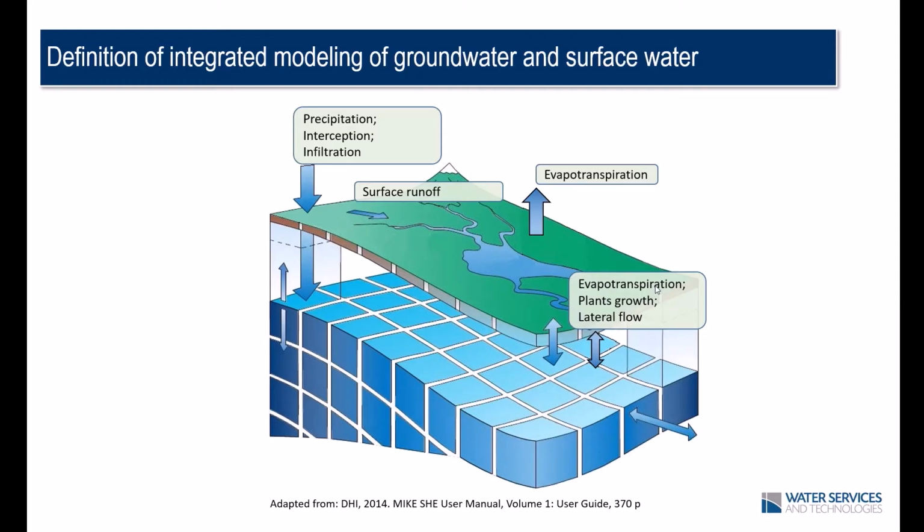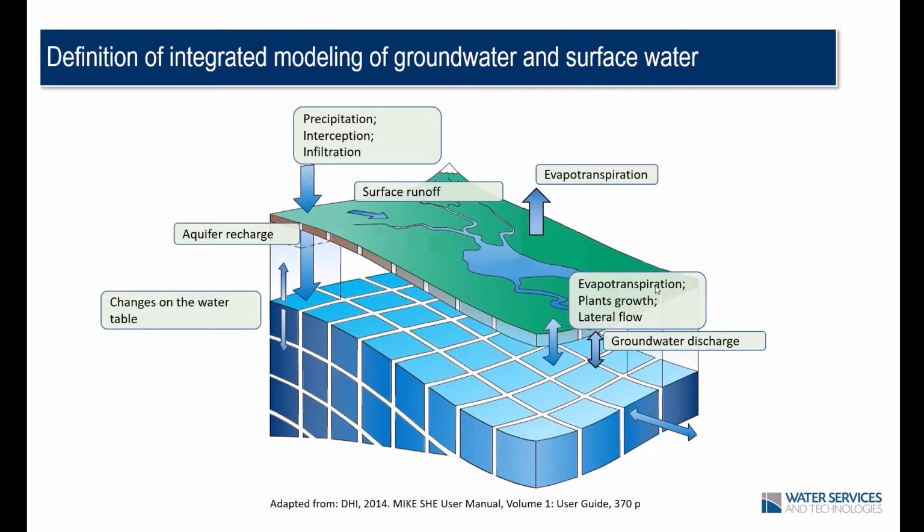And we have also the lateral flow in the first layer of the soil, which is the water that infiltrates but flows directly to the main streams and doesn't have any connection with the aquifers. We have the groundwater discharge, which is the interactions between the streams and the groundwater. Also underground, we have the aquifer recharge, which is all the water that infiltrated and got to the aquifers. We have the changes in the water table, and the water table changes seasonally. And we have the groundwater flow.